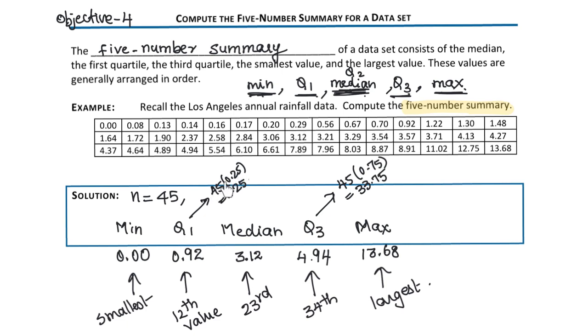Quartile 1, we multiply the n by 0.25 and this is a decimal, so we round that up, that is the 12th position, value in the 12th position. So, 0.92, and quartile 3 we multiply n by 0.75 and round this up. So, the value will be the value in the 34th position, 4.94, and median is the middle number. Since there are 45 values in the data, the middle number will be at 46 divided by 2, that is the 23rd position, that is 3.12.